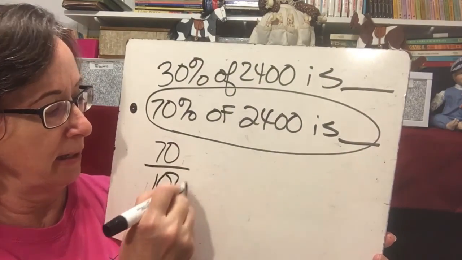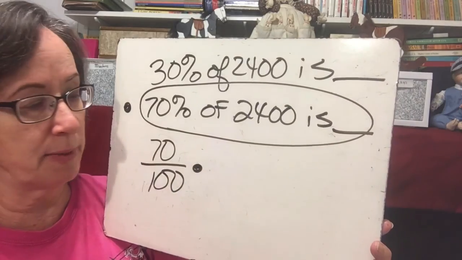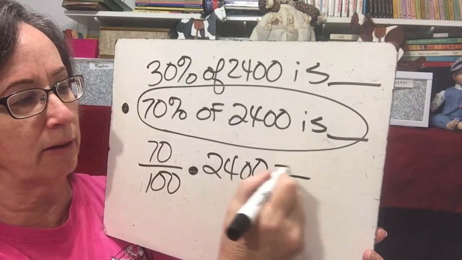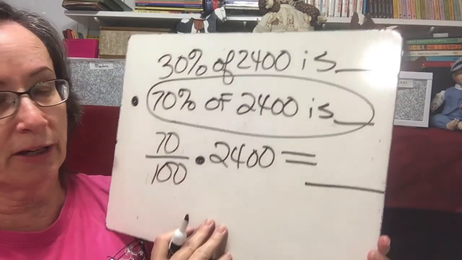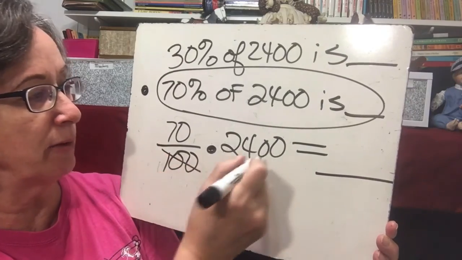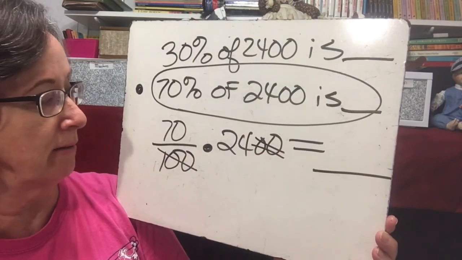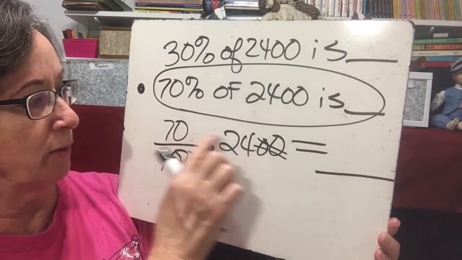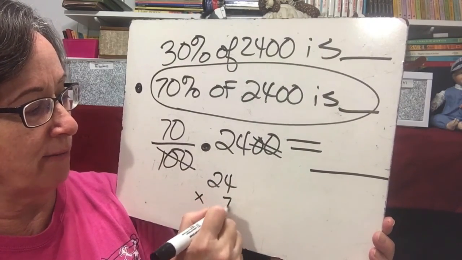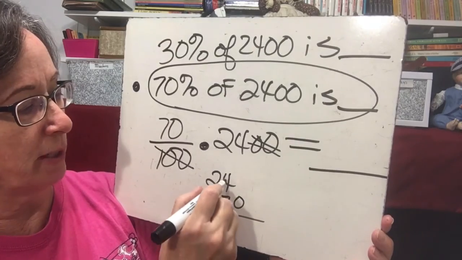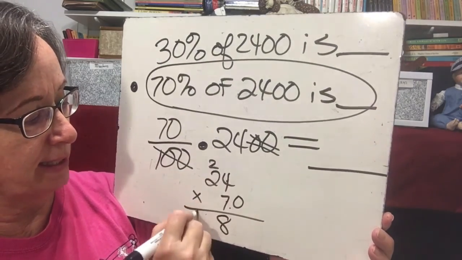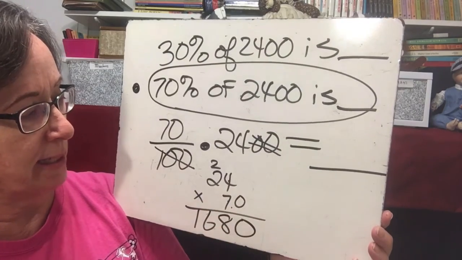70% of is our times sign. 2,400 is our equal sign, and we're trying to figure that out. So now, oh, look how easy this one is. The 100 and the 2 zeros cancel out. So now all we have to do is multiply 24 times 70. Okay, so I'm going to, 4 times 7 is 28. 14, 15, 16, and then I bring down my 0.